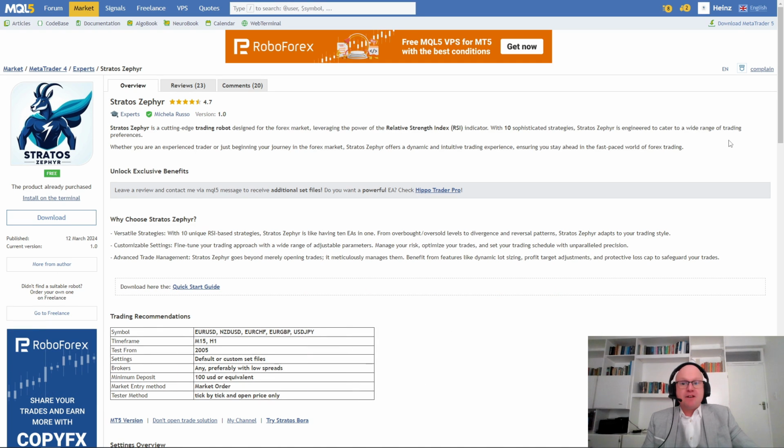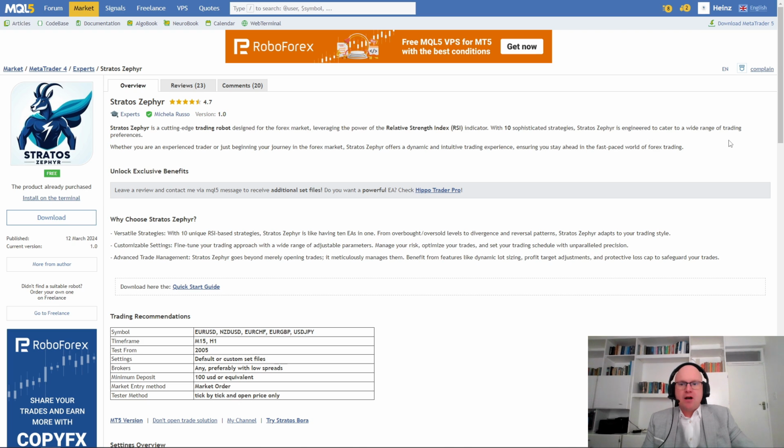So if we head to MQL5 and take a quick look at the expert advisor, you'll see the MT4 version already has 23 reviews and is currently sitting at a 4.7 star rating. It uses the relative strength index combined with a few different features to enter and exit the market. It uses versatile strategies with 10 different options available, and it has multiple customizable settings to help you set up the expert advisor according to your own specific trading approach. On top of this, it offers advanced trade management options, including an auto lot option and some other features to help traders get the most out of this trading system.